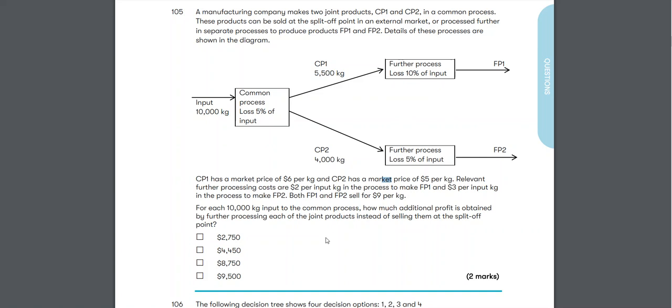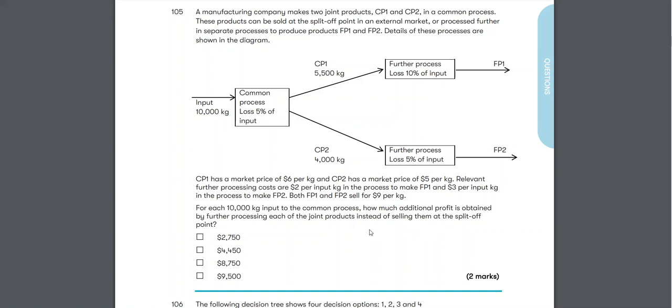CP1 has a market price of 6 per kg, and CP2 has a market price of 5 per kg. Relevant further processing costs are 2 per input kg in the process to make FP1 and 3 per input kg in the process to make FP2. Both FP1 and FP2 sell for 9 per kg. For each 10,000 kg input to the common process, how much additional profit is obtained by further processing each of the joint products instead of selling them at the split-off point?